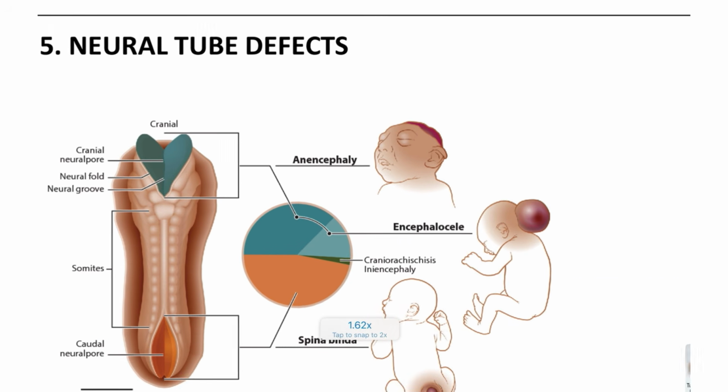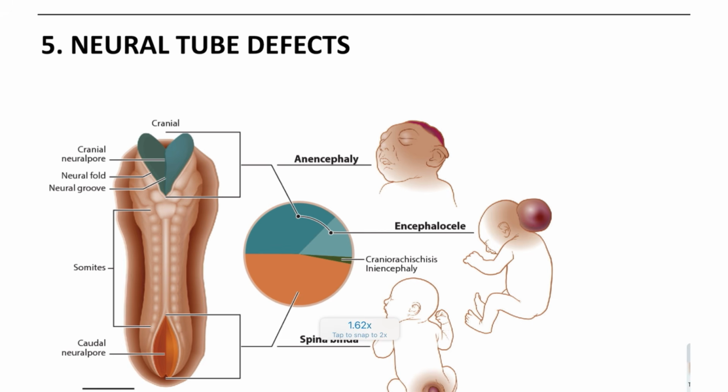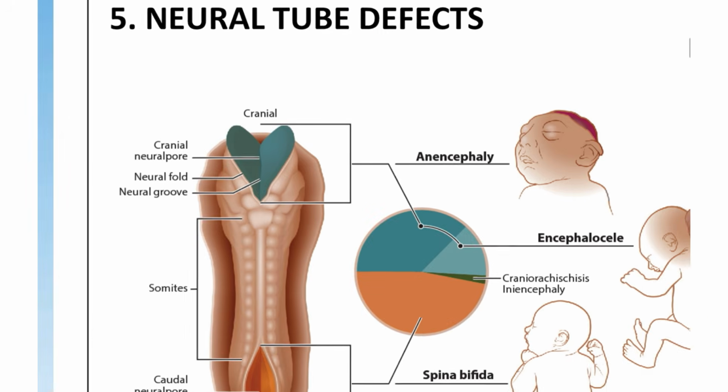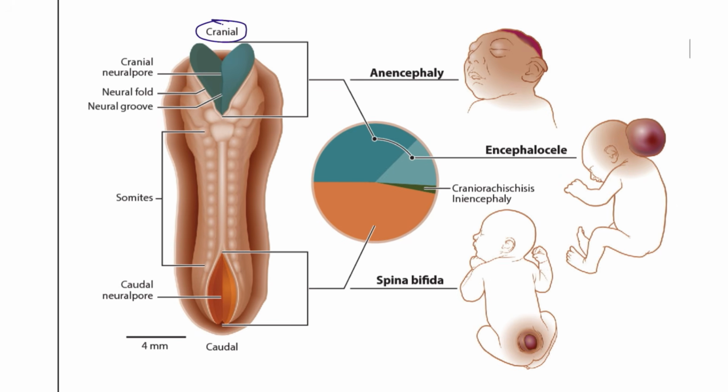Now, neural tube defects. So what is the importance of the neural tube defects? So let's see here. We have the anterior cranial pore and also the posterior cranial pore, right? Here you can see this is the picture. This is the anterior and this is the caudal, which is the posterior side. The anterior will give rise to the CNS, and the caudal will end as the spinal cord. Okay, these two are important for our CNS system, right?